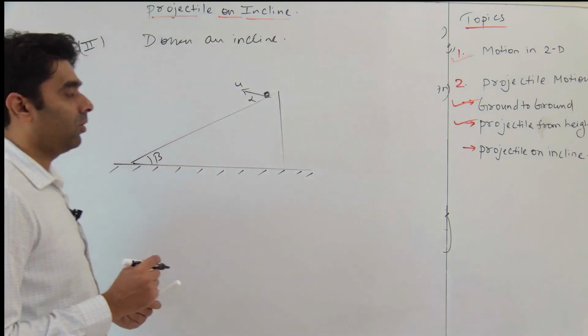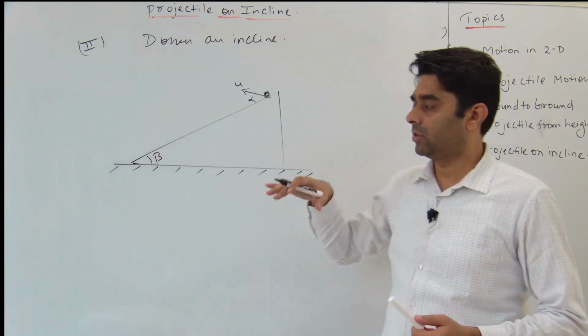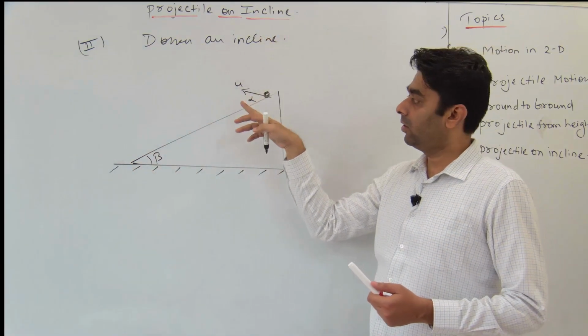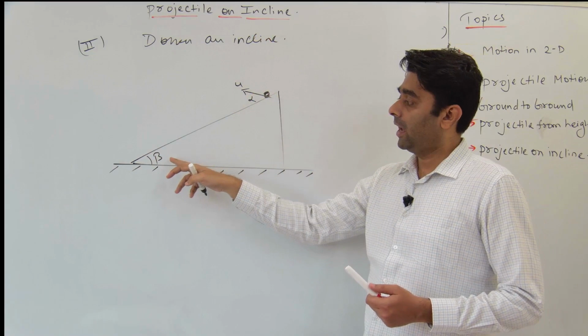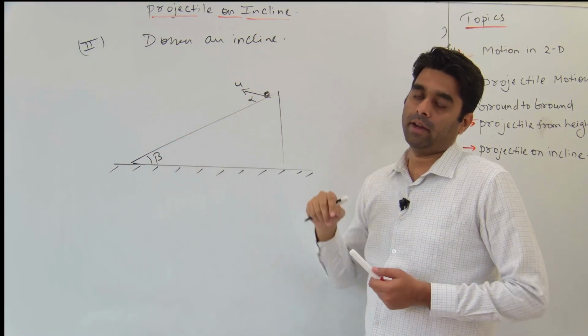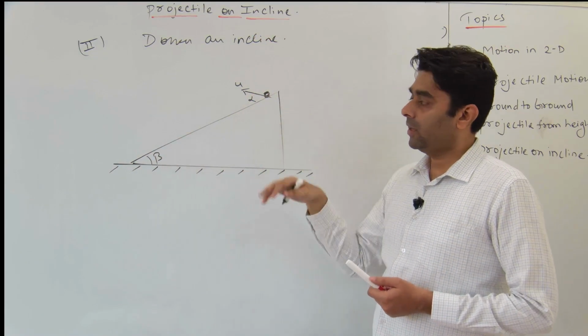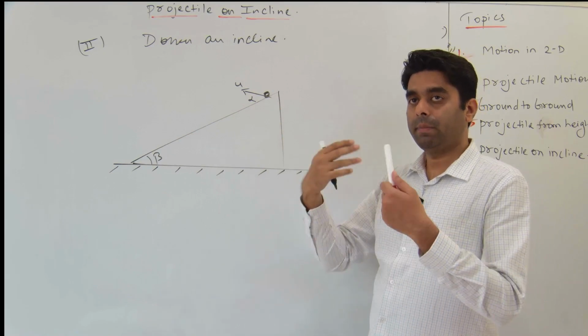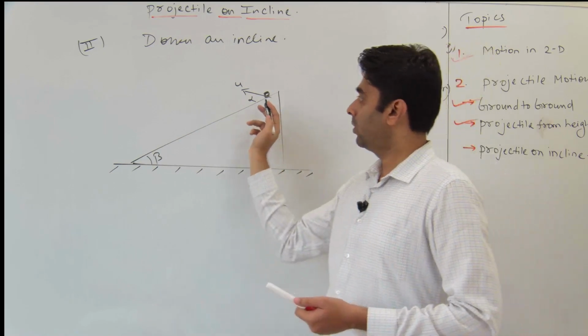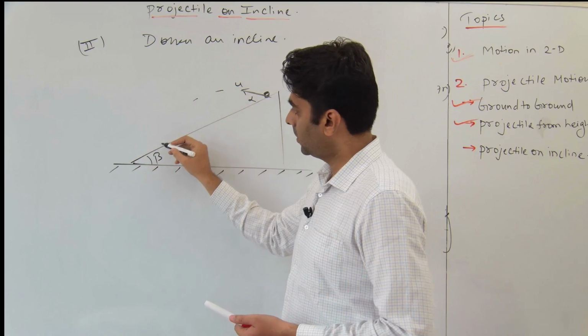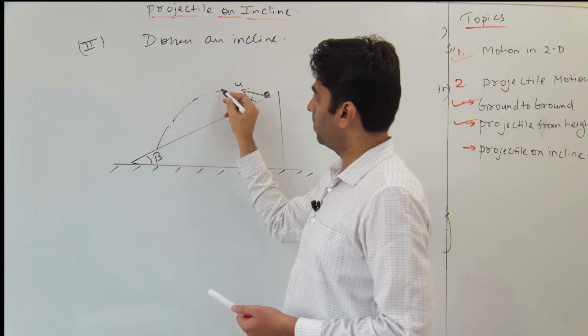So we are talking about the down the incline situation. That is when a particle is thrown at an angle of alpha with the inclined plane, and the inclined plane has an angle of beta. In this case, we look at the time of flight, maximum height and range. The path of the particle will be something like this. This will be the path of the particle.